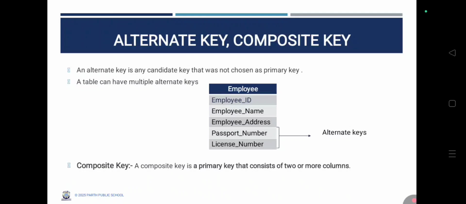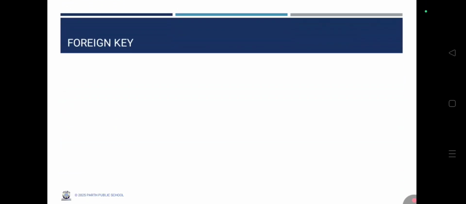A composite key is a primary key that consists of two or more fields. If your table does not have any key which can uniquely identify each record in a table, we can collectively take two or more fields which can uniquely identify each record in a table, and that is called your composite key. Now the last one is foreign key.